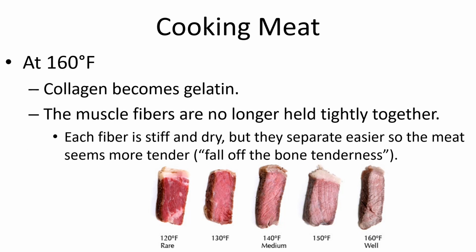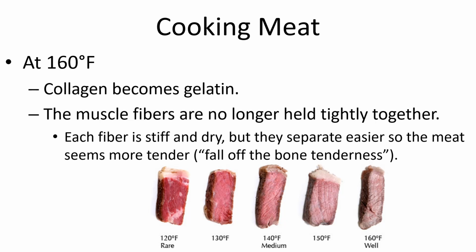At 160 degrees Fahrenheit, the collagen becomes gelatin. Gelatin is the ingredient in Jell-O that gives it its wobbly-like texture. Just like Jell-O, this gelatin is very easy to separate, so the muscle fibers become easy to separate from one another. The individual fibers are still quite stiff and dry, as the majority of the water has been squeezed out from between them. But they separate relatively easily, so we often characterize this as a fall-off-the-bone tenderness.